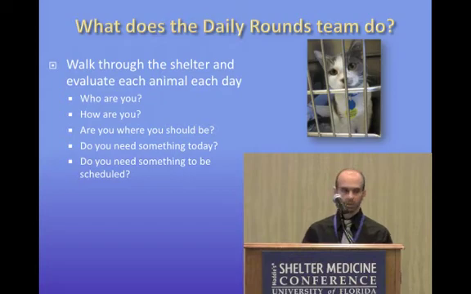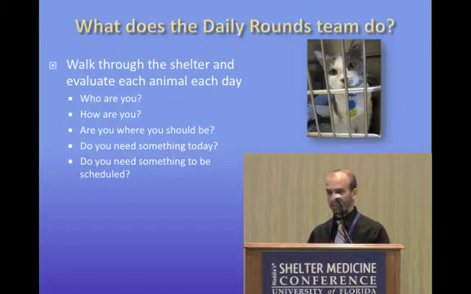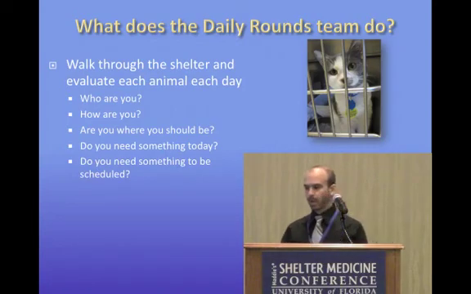And so these are the 5 questions that we want you to ask in your mind as you're going through and looking at each individual. First of all, who are you? So does this animal have identification? Is it the correct identification? Does the description on the cage card match the animal that's in the cage? How are you? So how is the animal medically? How is the animal behaviorally?